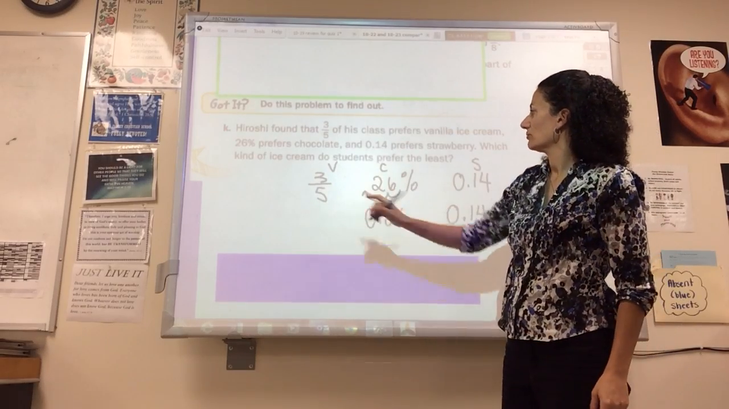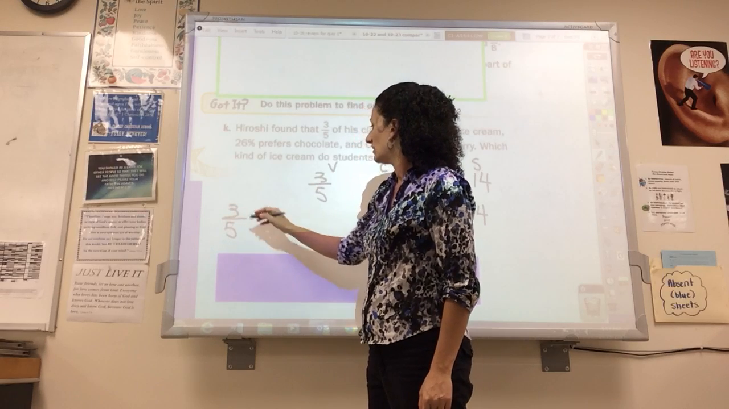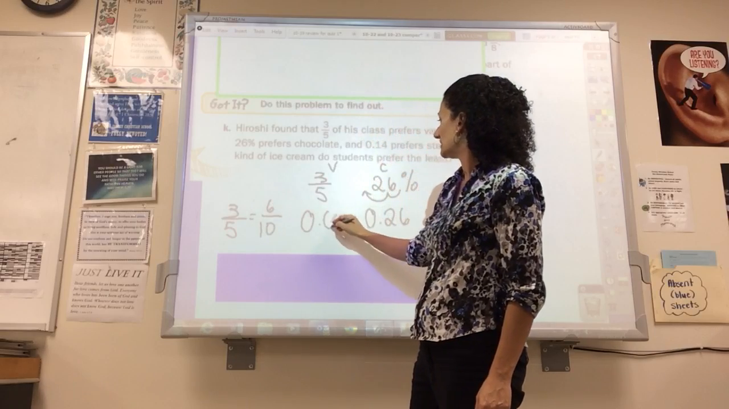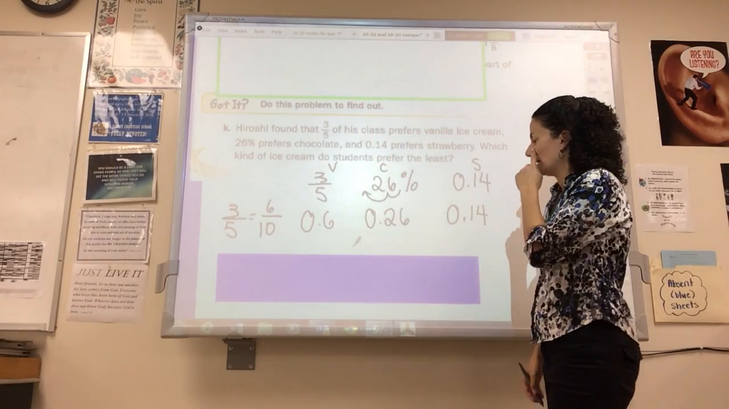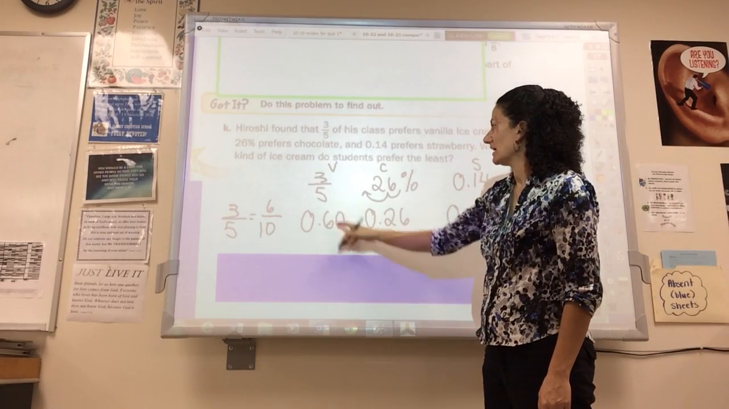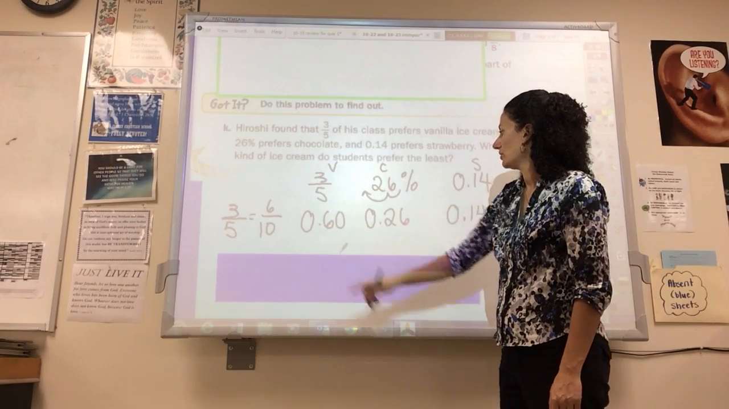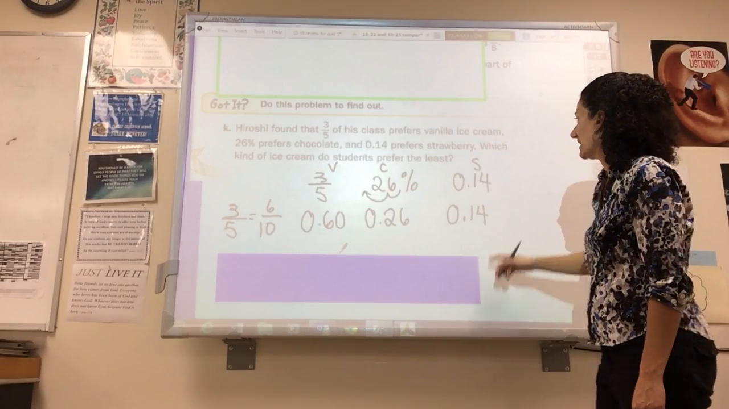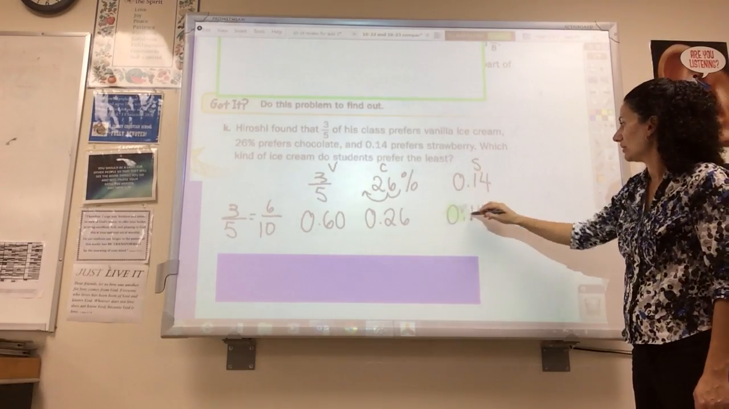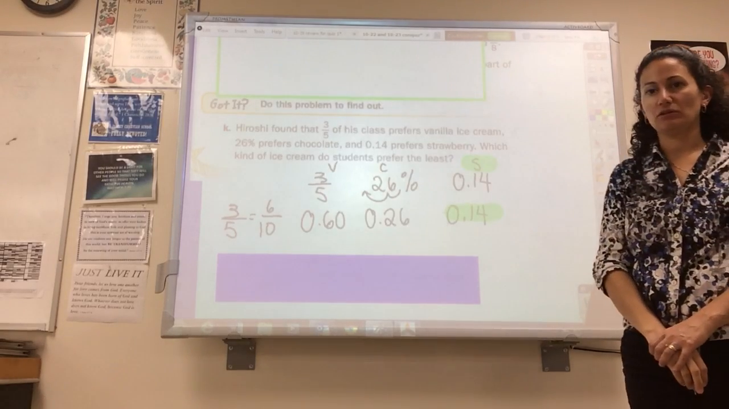So let's take a look at 3/5. I know this one, this is an easy fraction. 3/5 is equal to 6/10, and that is 0.6 as a decimal. So I can see that's actually the favorite. Vanilla would be what most kids prefer, then chocolate, and it looks like our least favorite is strawberry. So our answer here would be strawberry is the least favorite ice cream.